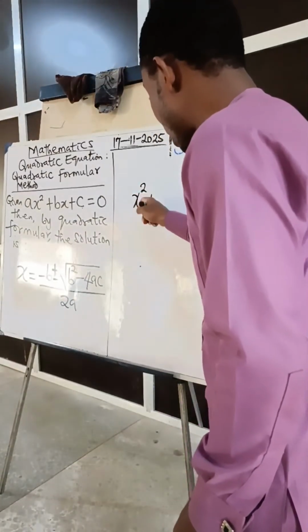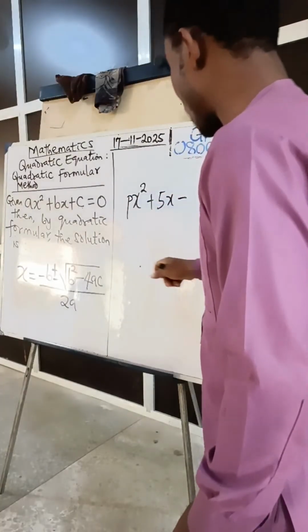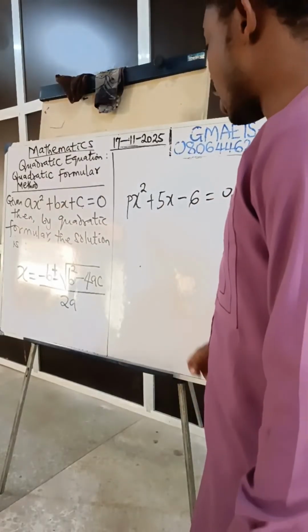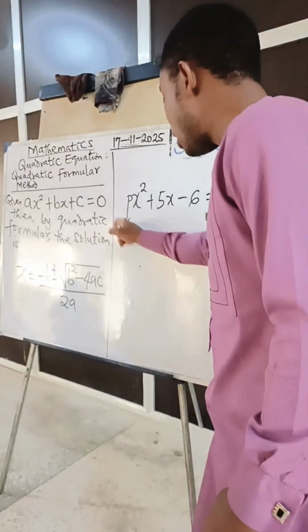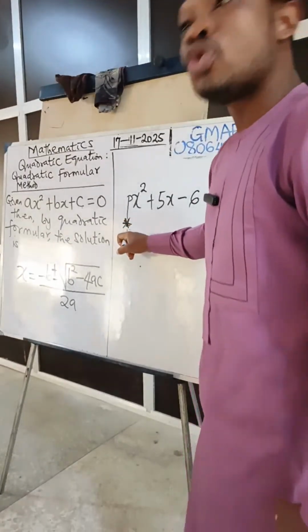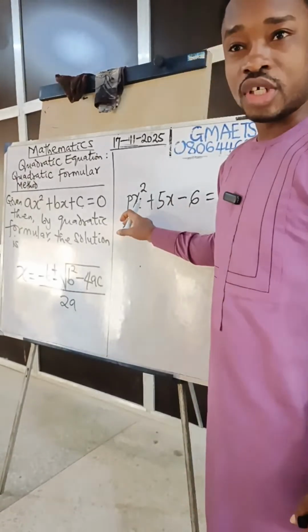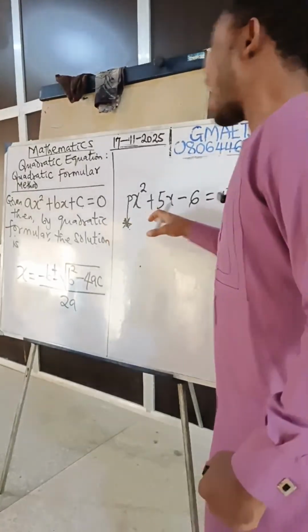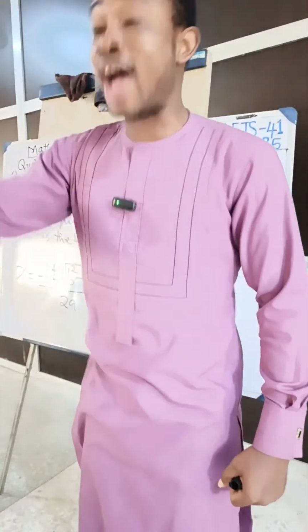px squared plus 5x minus 6 equal to 0. And I will say, find the value of p so that the roots of this equation, the zeros of this equation, the values of x in this equation, will be real numbers and equal.